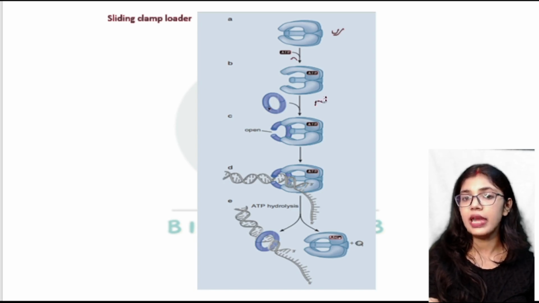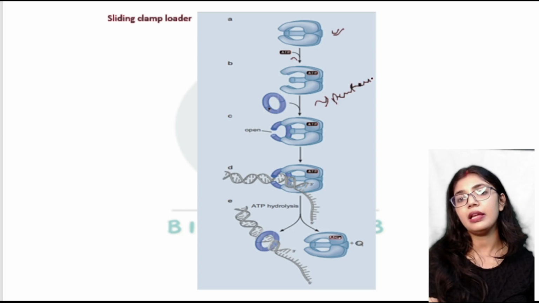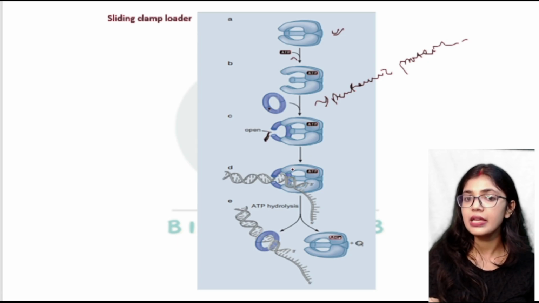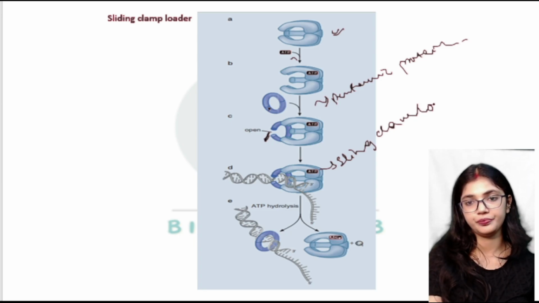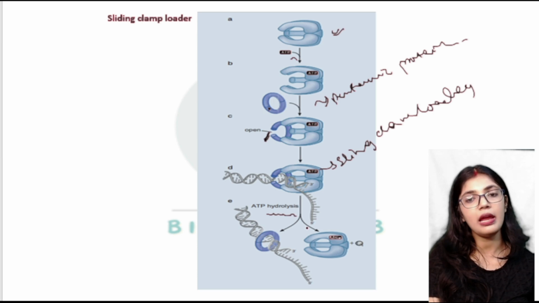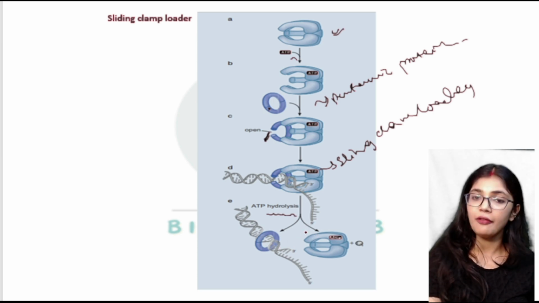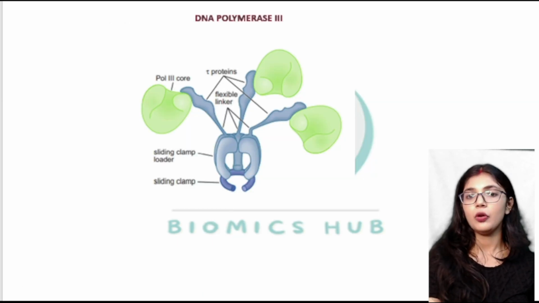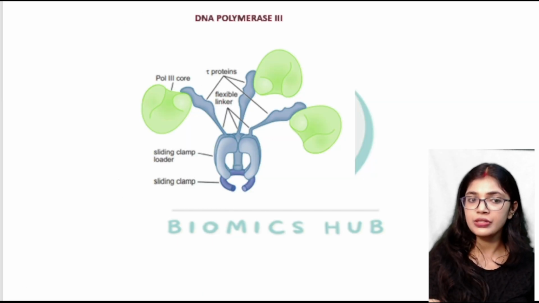This is a pentameric protein. It opens, and we can see here the sliding clamp is open now, and it is being attached and loaded onto the DNA by the sliding clamp loader. During this time there is also ATP hydrolysis, and after loading the sliding clamp, the loader is removed. Okay, we have already discussed DNA polymerase 3.